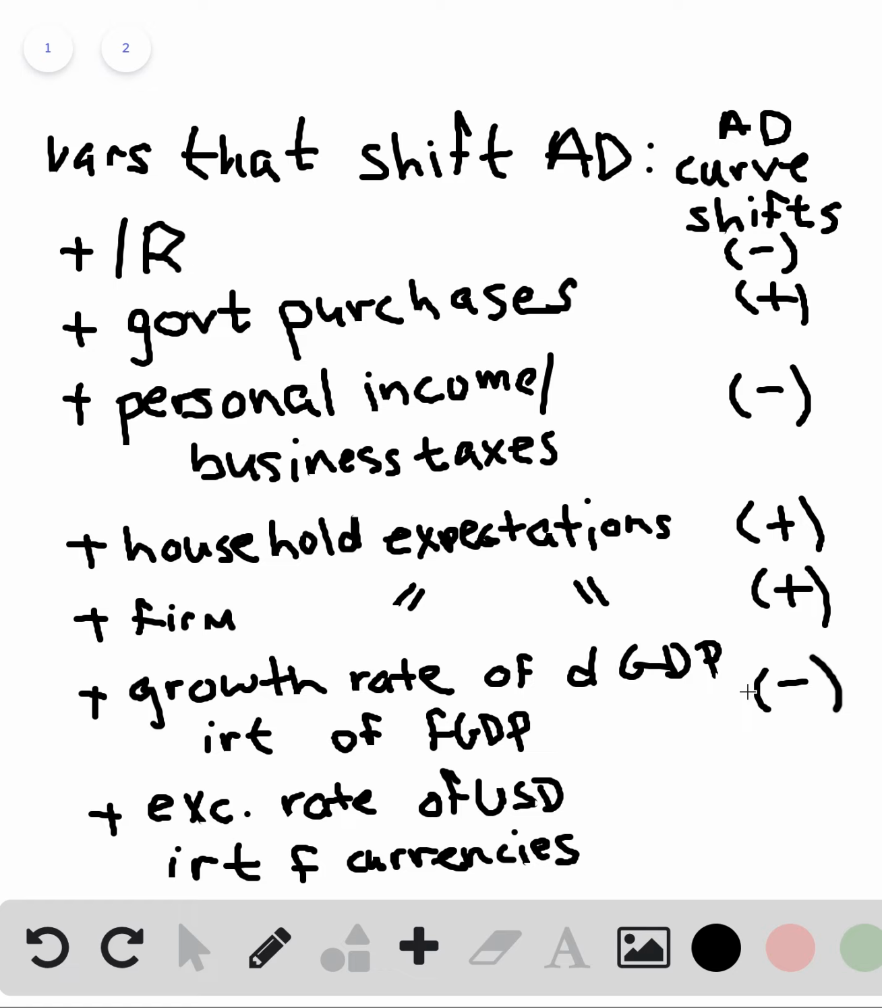And then when there's an increase in the exchange rate of US dollars in respect to foreign currencies, that means that the US dollar is stronger than the foreign currency, which means that there will be, again, a decrease in net exports. So we have leftwards there. Okay, that is the end of the question.